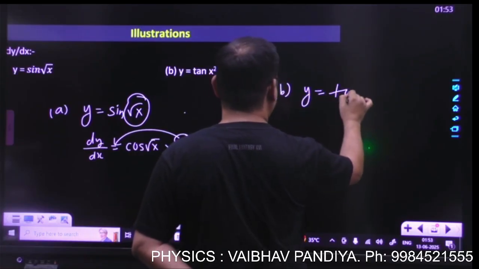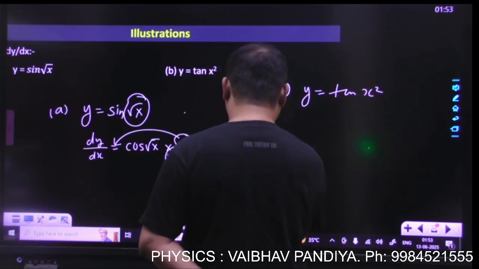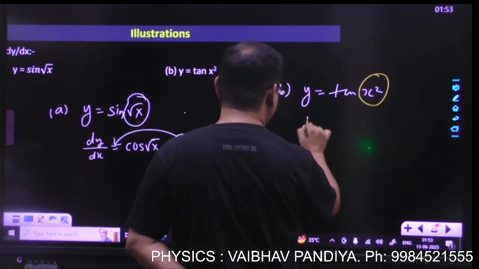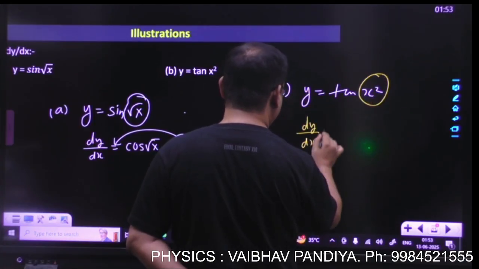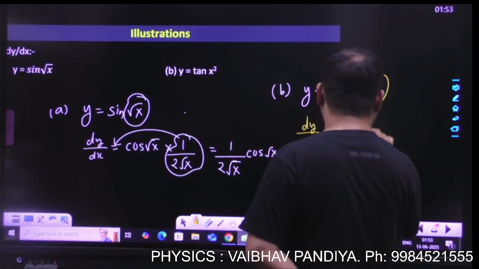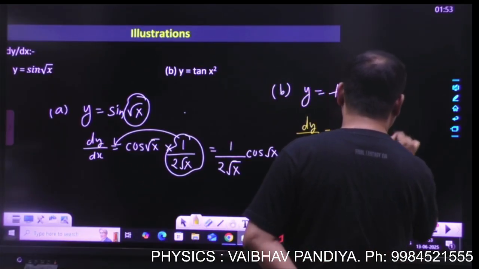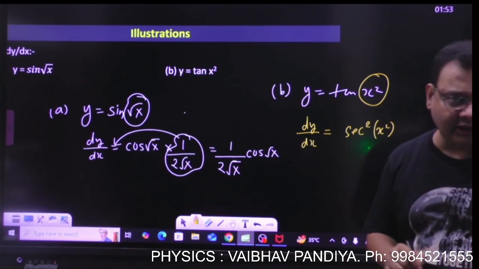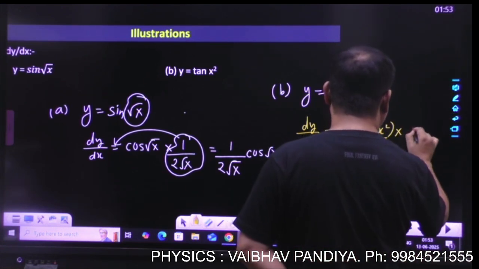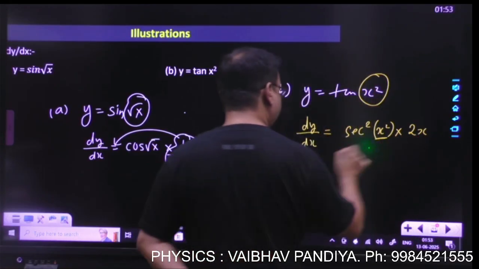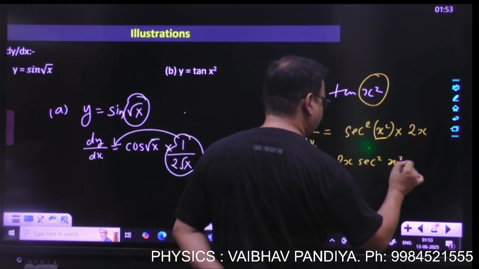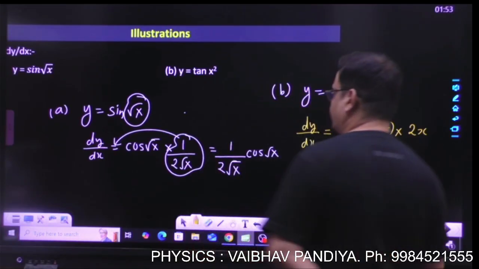Now say part B. Y is equal to tan x square. Now what is the argument? X square. Treat the argument as a single quantity, and the derivative of tan is sec square. So you'll get sec square, copy the argument, no tampering with the argument, multiplied by the derivative of the argument. So x square will have a derivative 2x. So the answer will be 2x sec square x square. This is the answer. Got it?